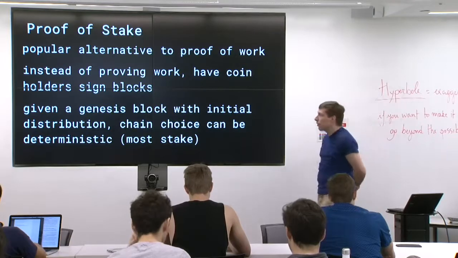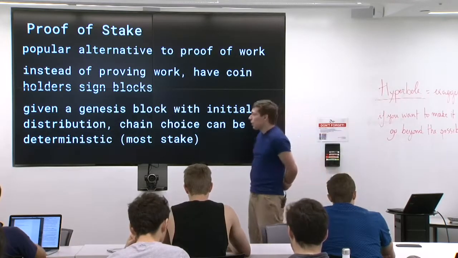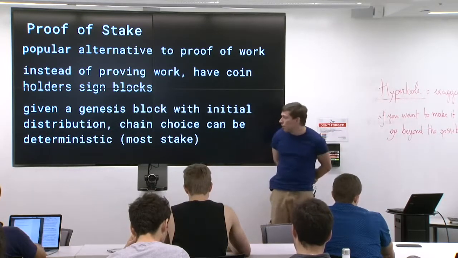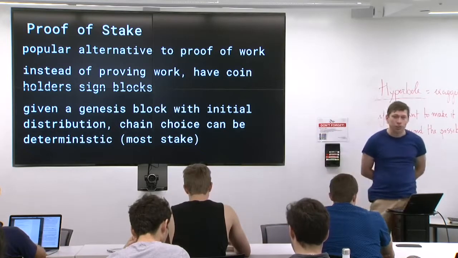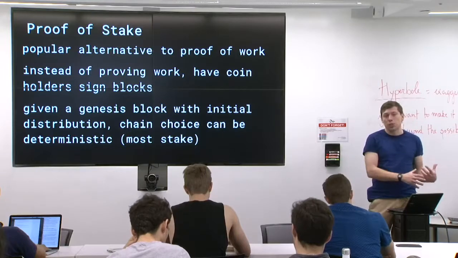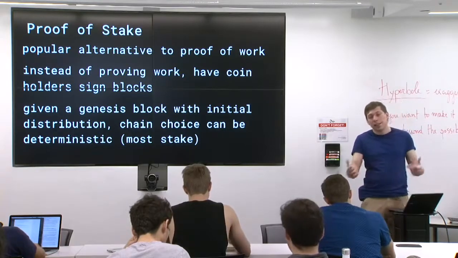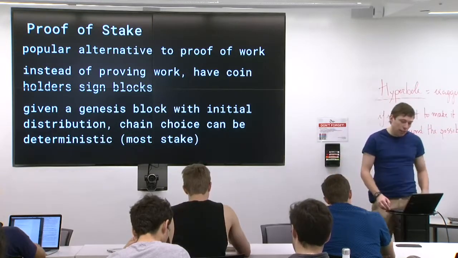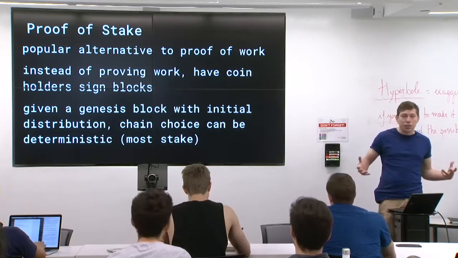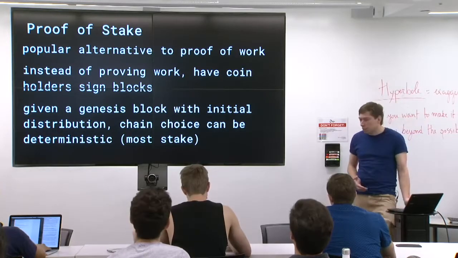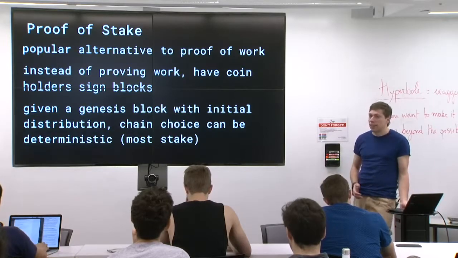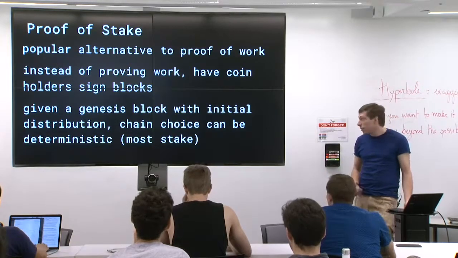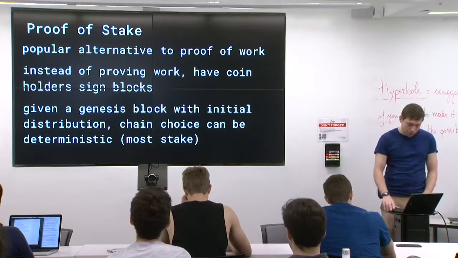So if you have a given genesis block with some kind of initial distribution, you can make it deterministic. You can say, I'm just going to go with whatever has the most stake, whoever has the most coins signing off on the next block. And given two or three different histories, you can see, okay, from the start, which has the most total stake signing off on these things. So that seems pretty cool.